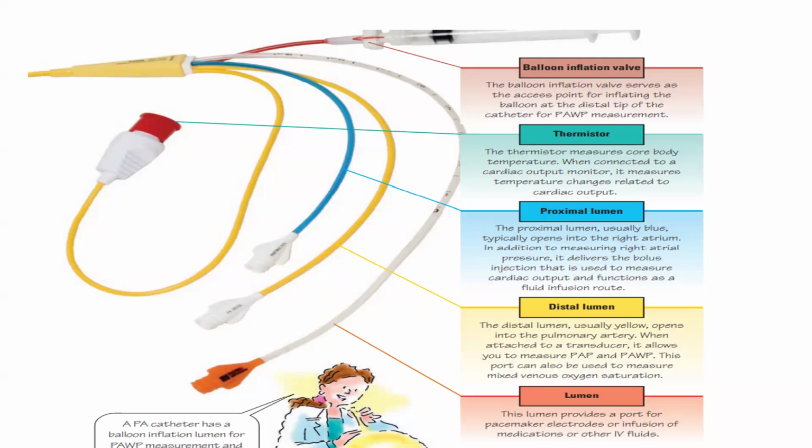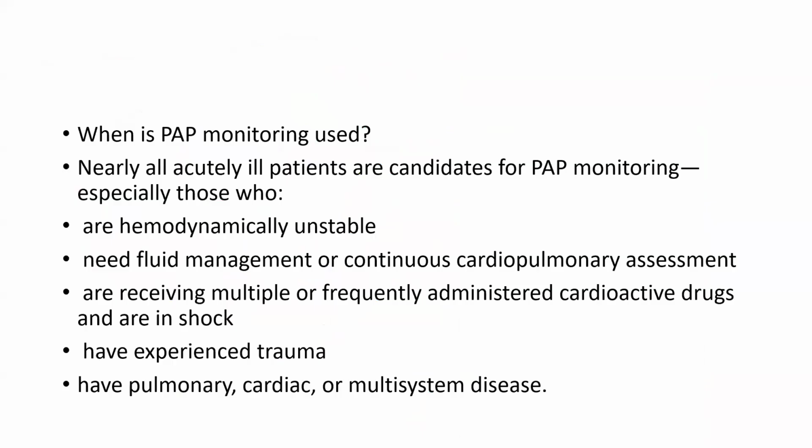Then the distal lumen is indicated by the yellow line, which opens into the pulmonary artery. When attached to the transducer, it allows you to measure the pulmonary artery pressure and pulmonary artery wedge pressure. This port can also be used to measure the mixed venous oxygen saturation. Then the next is the lumen that provides the port for the pacemaker electrodes and the infusion of medication or other IV fluids.